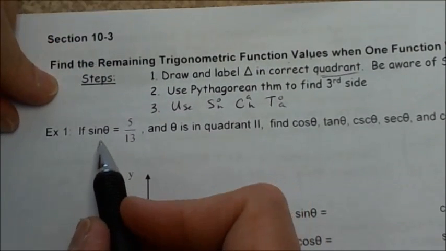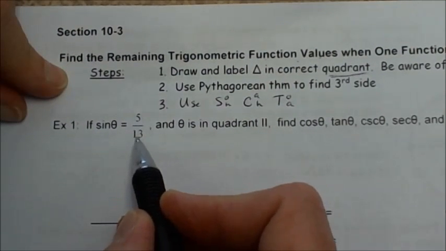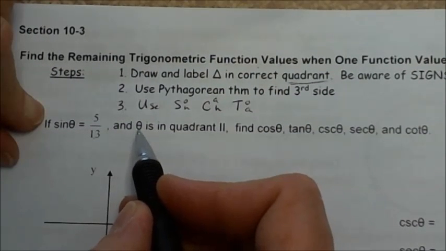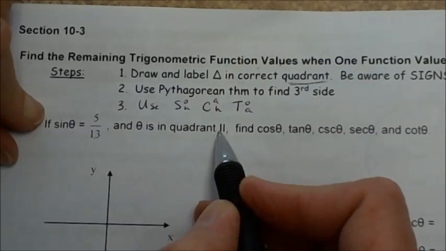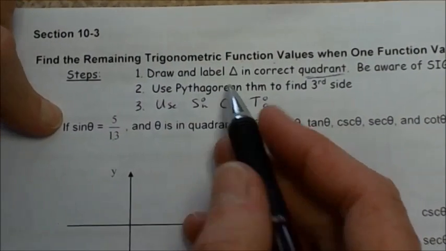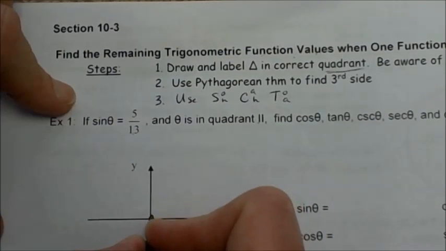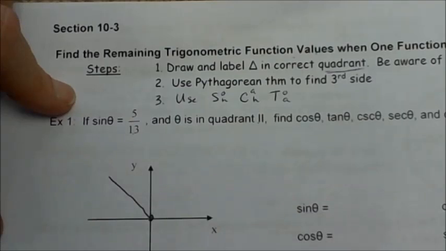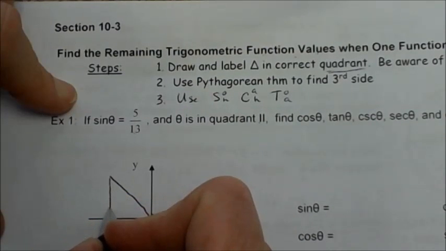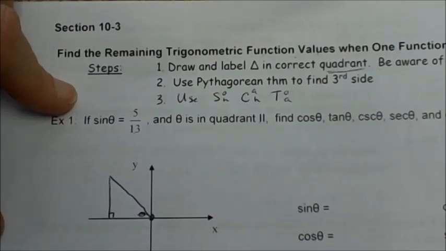So in this example, we're told the sine of theta is equal to 5/13. That's all we know. But we also know that this angle is in quadrant 2. So what we're going to do first is draw a triangle in quadrant 2. You start at the origin, go up into quadrant 2 diagonally, and remember you always drop the leg of this right triangle down to the x-axis, and theta is the angle next to the origin.